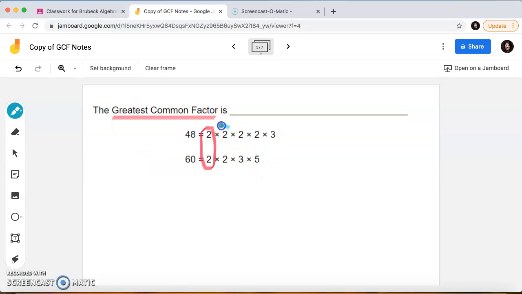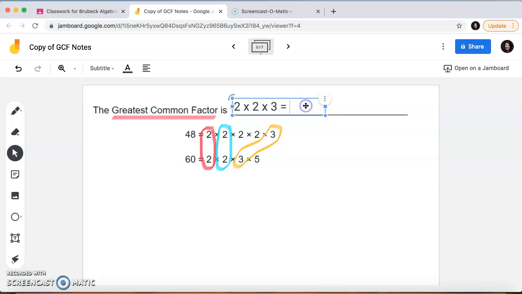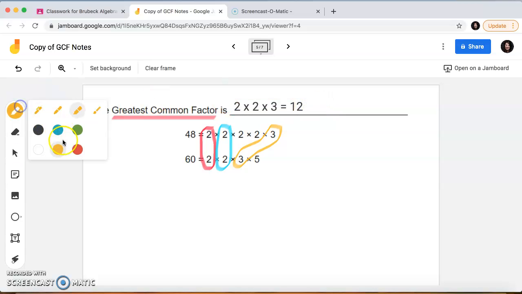And 48 and 60 share another 2, and then they share a 3. Now they don't share a 5 because even though 60 has a 5, 48 does not. And then the other 2's in the 48, we can't include those. So we'll include our 2. We have 2 2's and a 3. And if we multiply those out, 2 times 2 is 4, and then 4 times 3 is 12. So our greatest common factor is going to be 12.